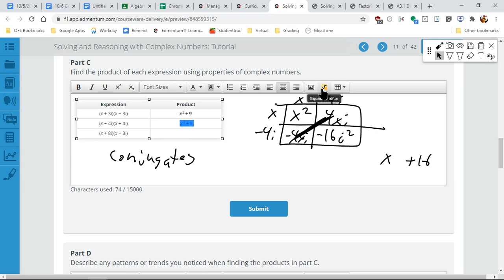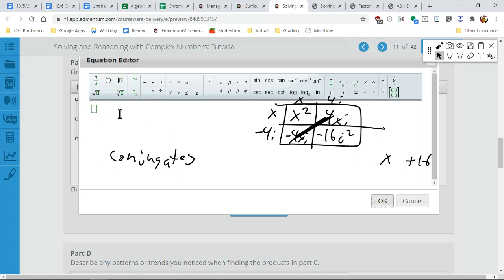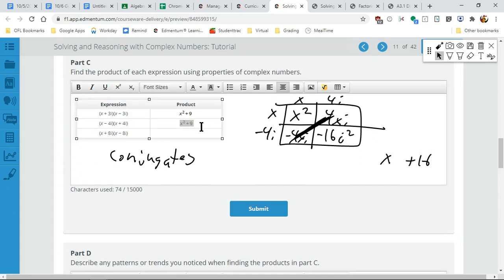So I'm just going to copy and paste that and then go to my equation editor. Apparently my equation editor hates me. Oh, that's what happened. You're supposed to copy it where it shows this little box. The software just hates me.